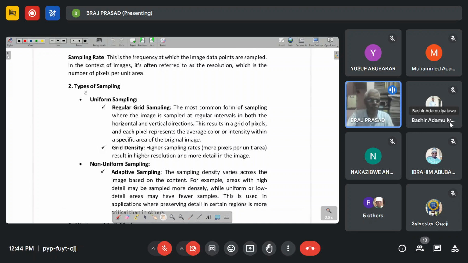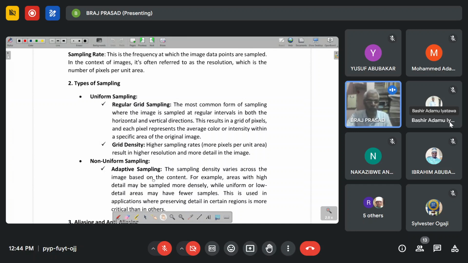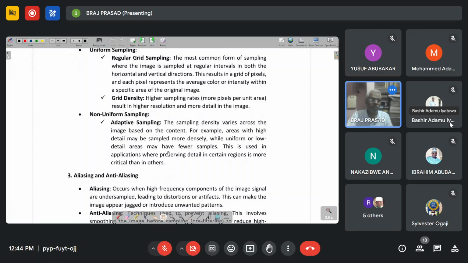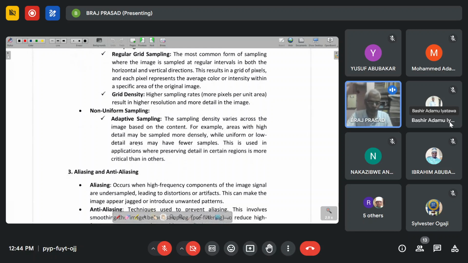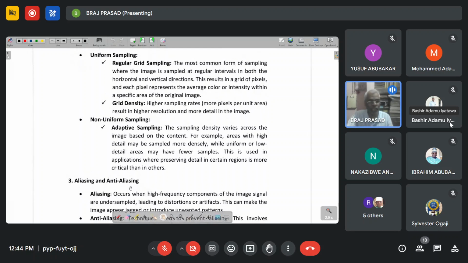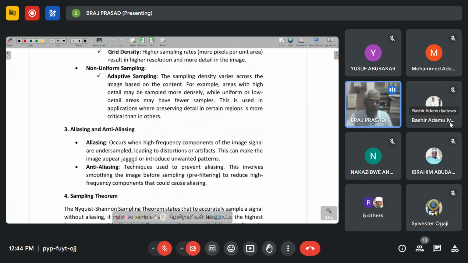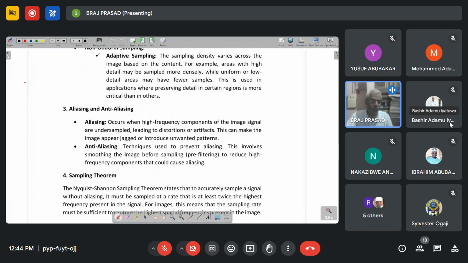After that we have the types of sampling, that is uniform sampling. In uniform sampling we use two different approaches: regular grid sampling and grid density. But in case of non-uniform sampling we use adaptive sampling. There is another way of sampling, which is aliasing and anti-aliasing. Aliasing means we increase the number of grids, and in anti-aliasing we remove the number of grids.